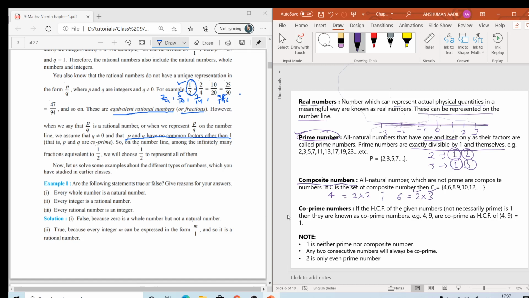Now next, we have co-prime numbers. Why are we reading about co-prime numbers and prime numbers? See, in the NCERT book, it has just silently written that P and Q are co-prime numbers. So unless we know prime numbers, composite numbers and co-prime numbers, we cannot understand all these things. Okay, so what are the co-prime numbers? Co-prime numbers are a pair of numbers which have an HCF of 1.